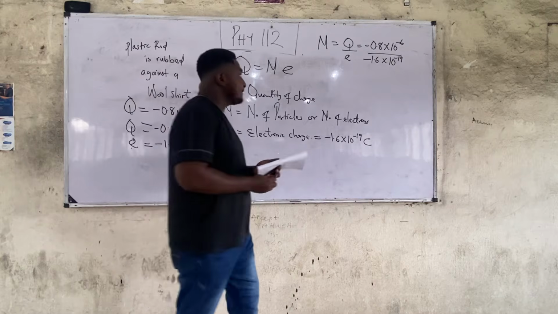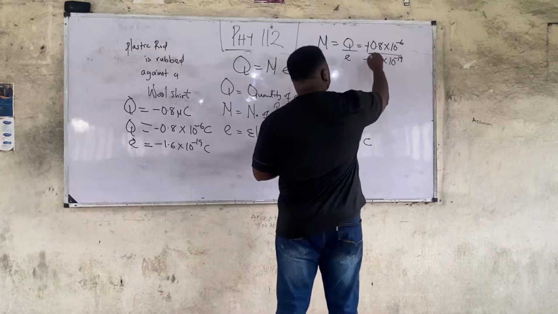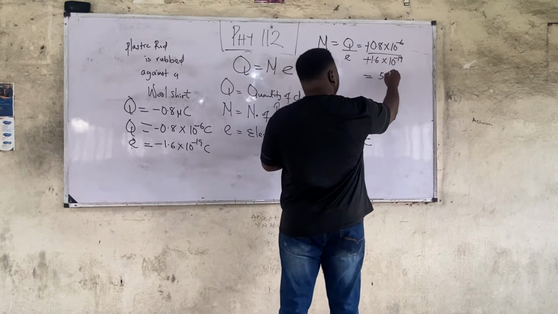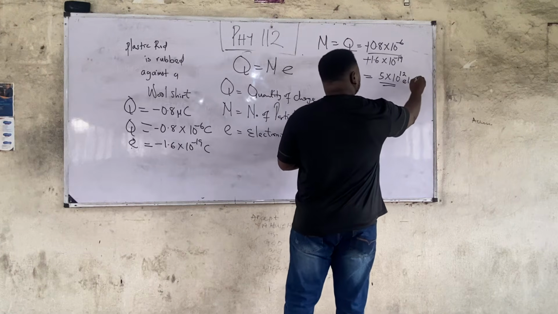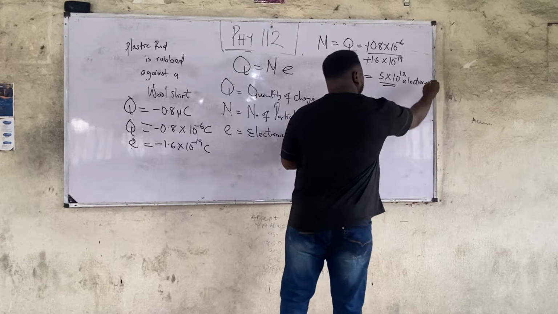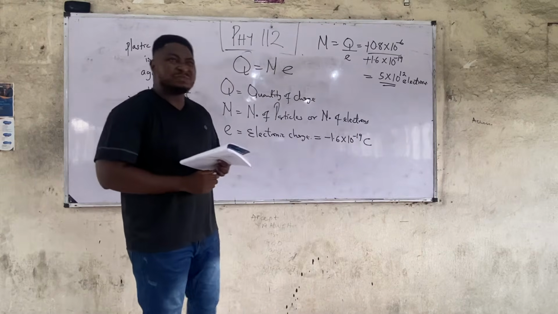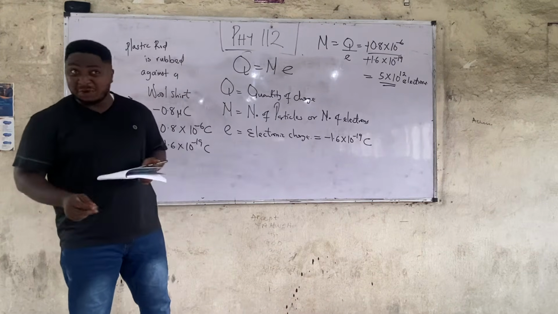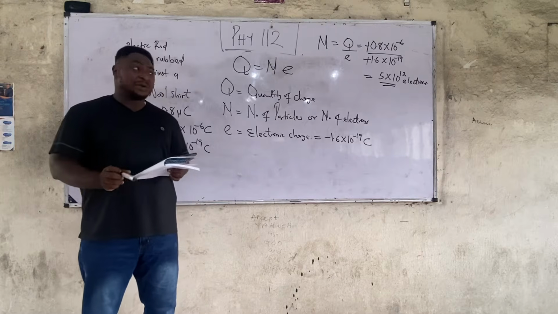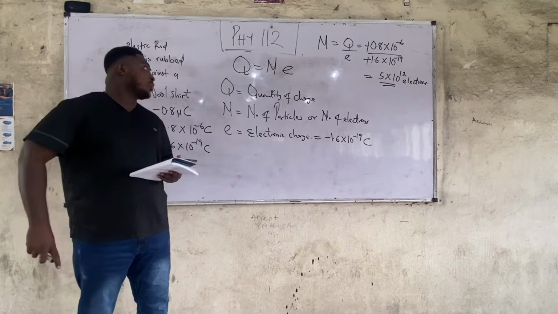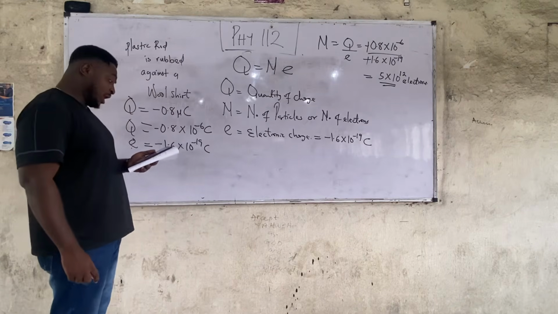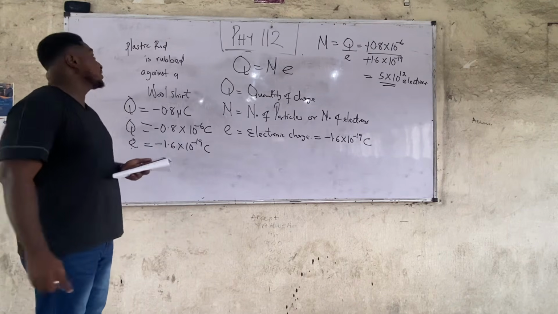What's the final answer? Minus cancels minus. If you do it very well, you should have 5 times 10 raised to 12. So this is the number of electrons that was transferred. Class, do not expect more stories in this course. This is physics, small calculations. See, I didn't bother going into too many stories. Straight to calculation. Now, quickly, write this down. Let's take another question.